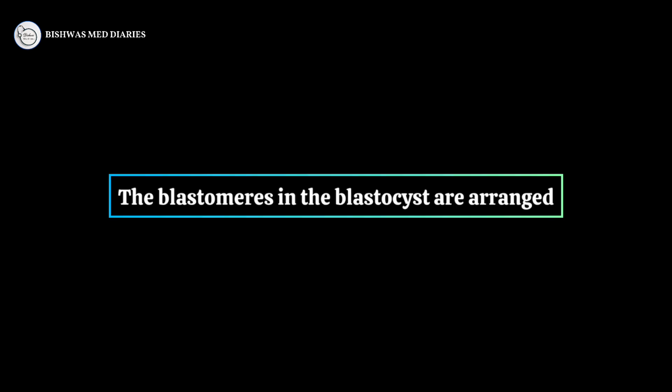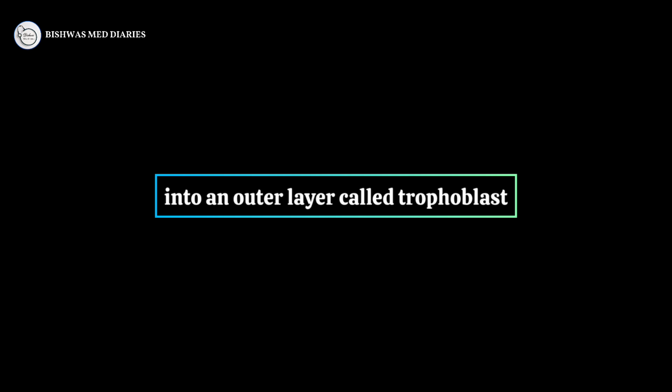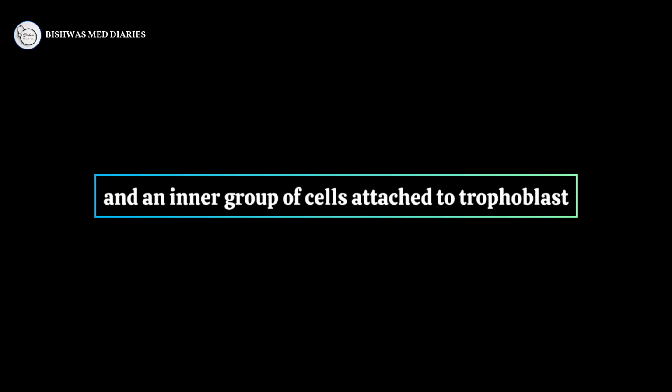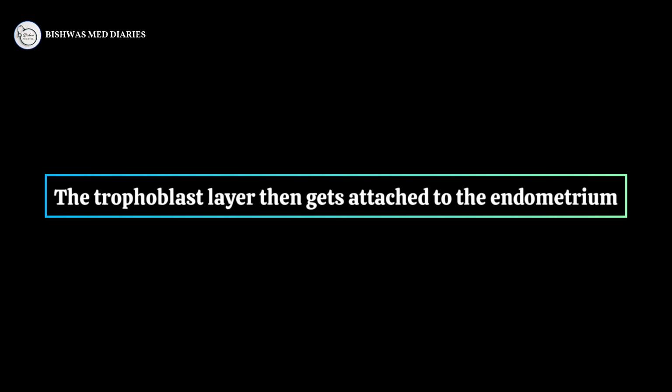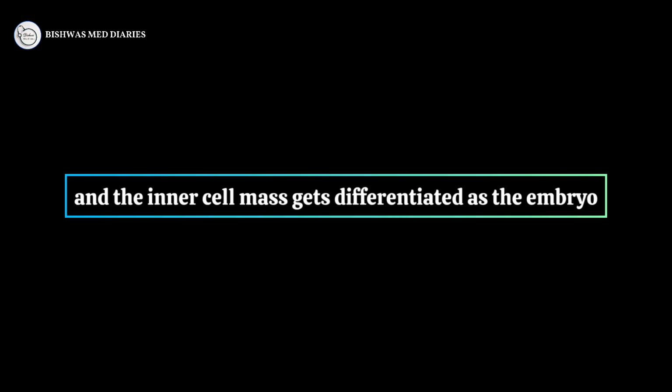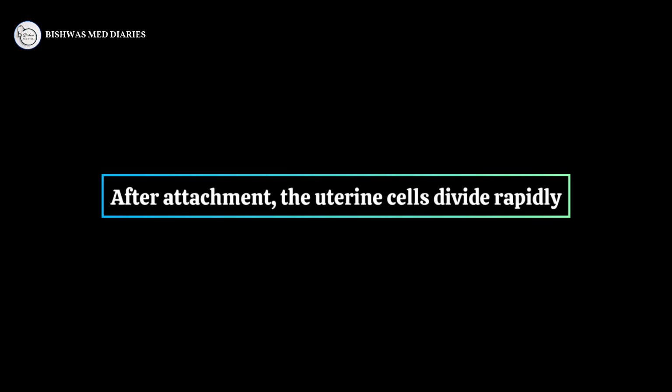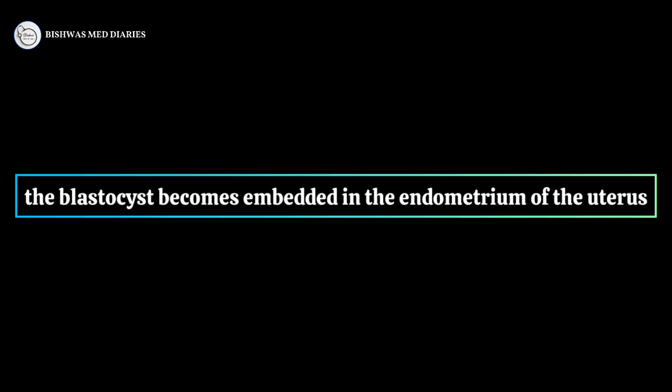The blastomeres in the blastocyst are arranged into an outer layer called trophoblast and an inner group of cells attached to trophoblast called the inner cell mass. The trophoblast layer then gets attached to the endometrium and the inner cell mass gets differentiated as the embryo. After attachment, the uterine cells divide rapidly and cover the blastocyst. As a result, the blastocyst becomes embedded in the endometrium of the uterus. This is called implantation and it leads to pregnancy.